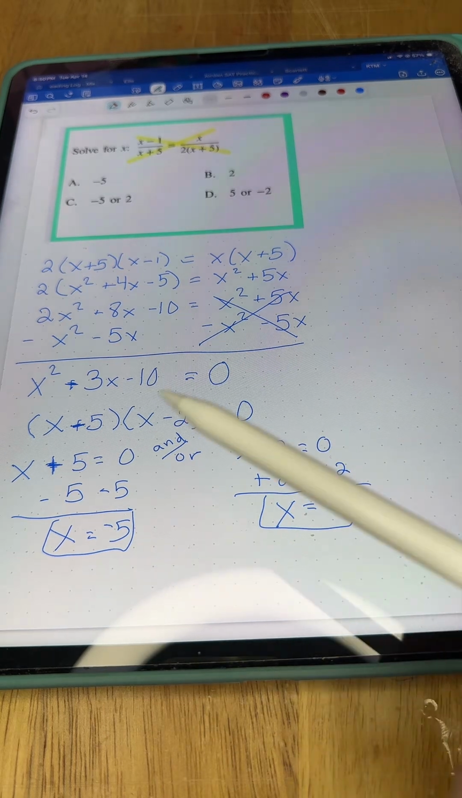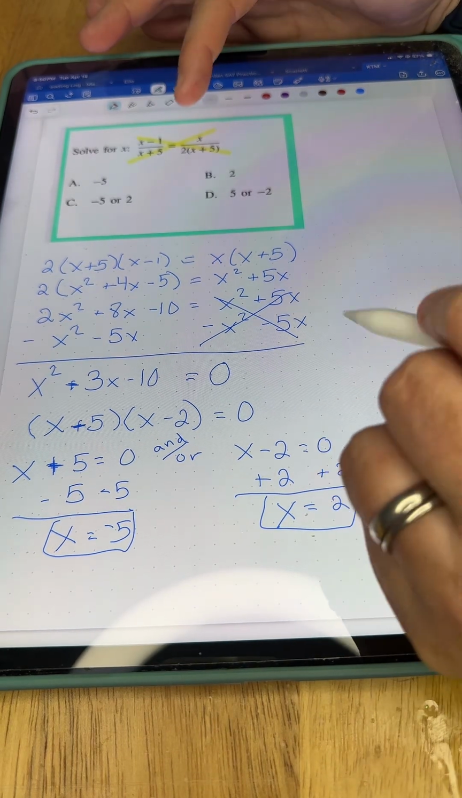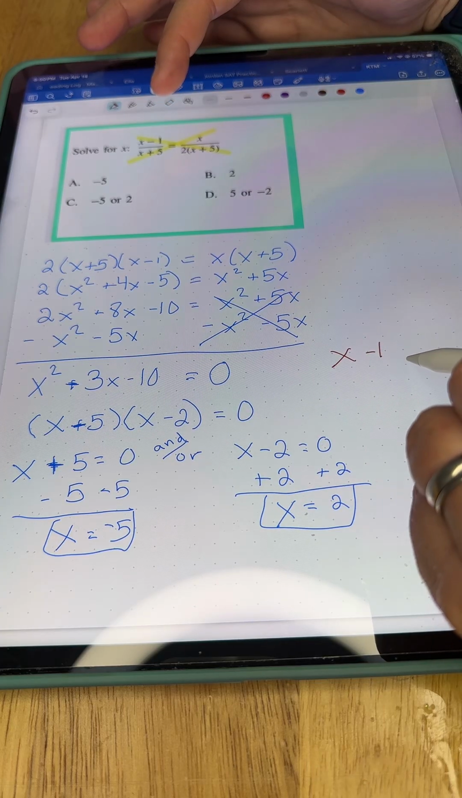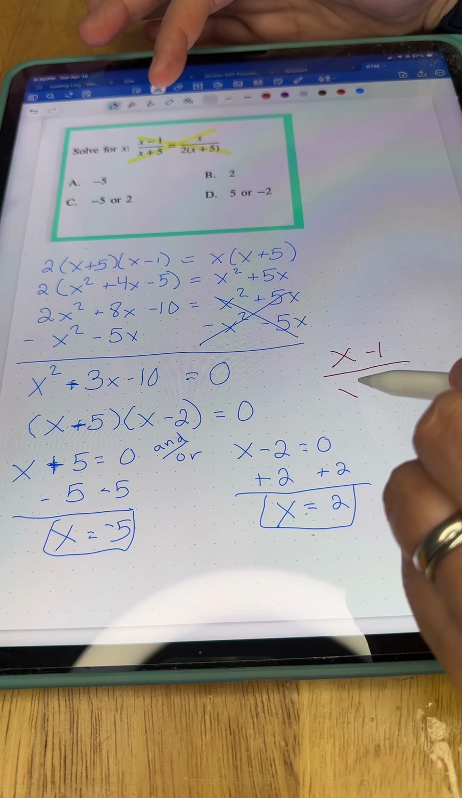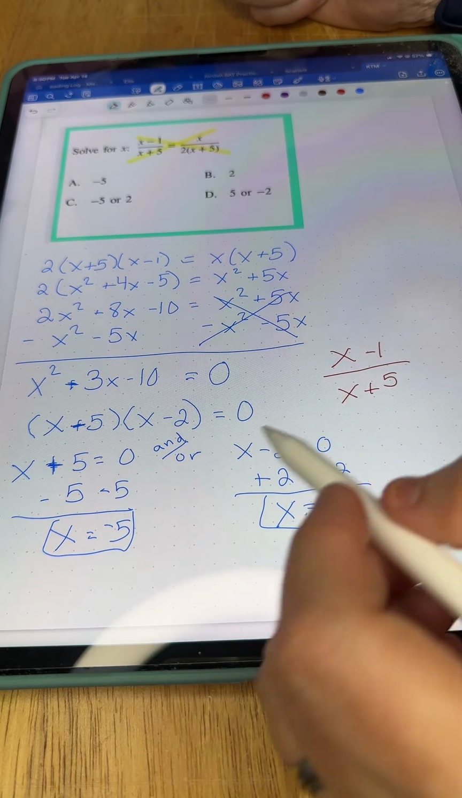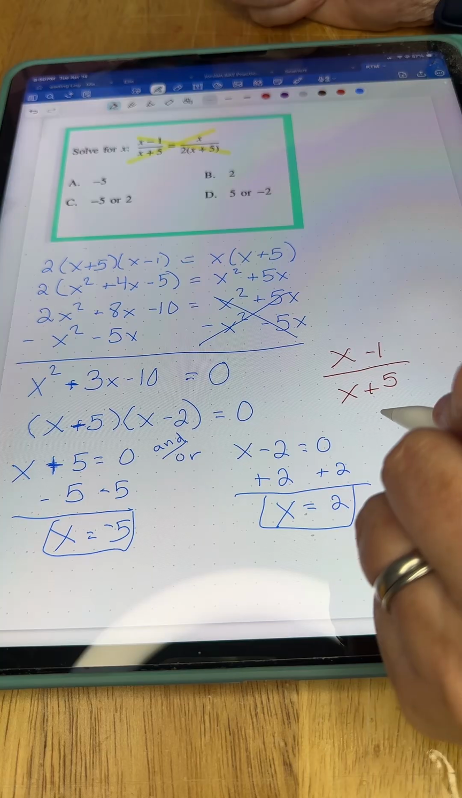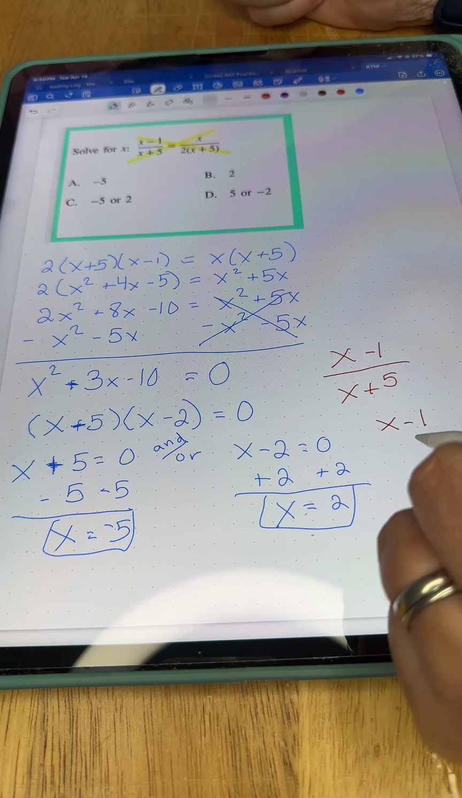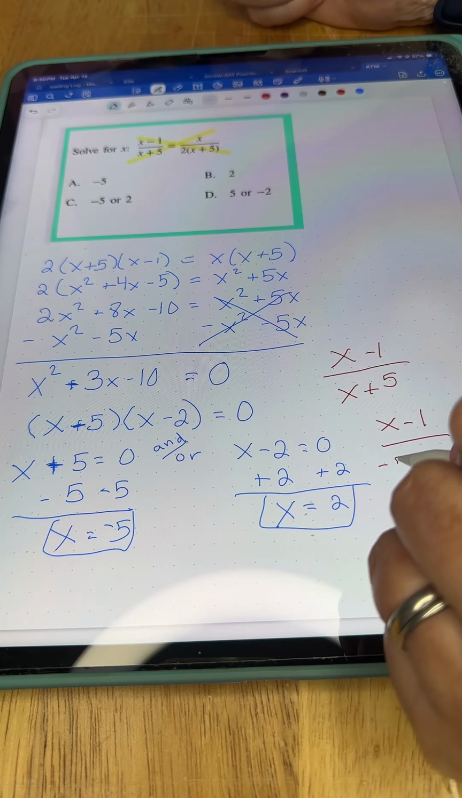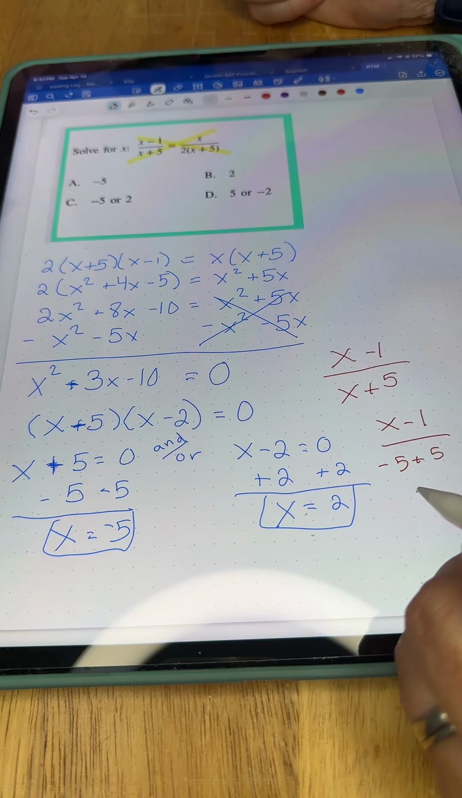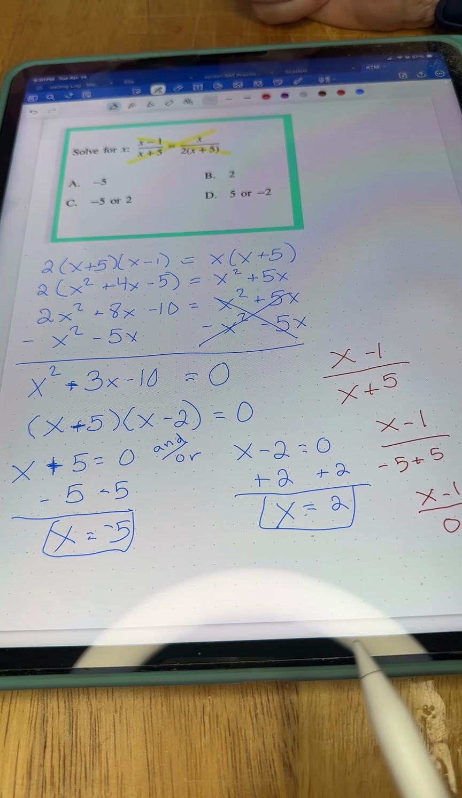So when I look at this problem, this is the confusing part. Most kids are okay here. This is where it gets confusing. If I look at my problem up here and I had x minus 1, I'm just going to look at the left side where I have x plus 5. If negative 5 were my answer, then I would be saying x minus 1 over negative 5 plus 5. Negative 5 plus 5 is 0, and that's not possible.